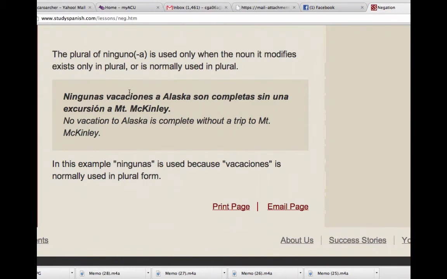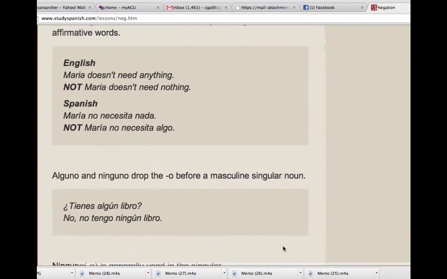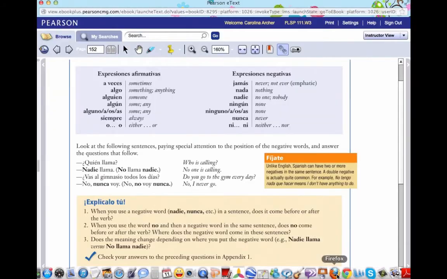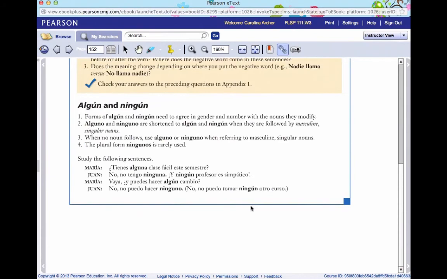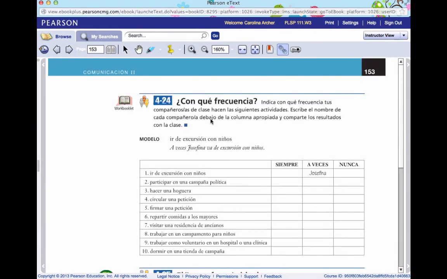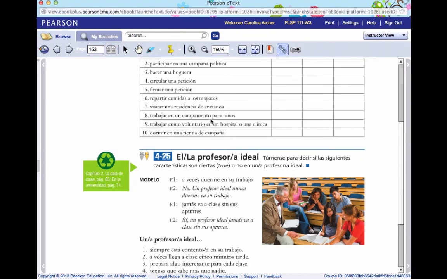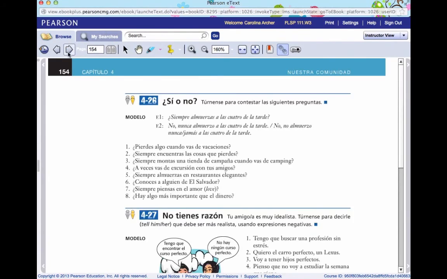So we use the plural of ninguno, ninguno, and ninguna only when the word is always used in the plural form, okay? Muy bien. So I hope that helps some to explain, because I really don't think the book explains it very well. Okay, so you're going to practice and pay attention to how you use these negative and affirmative expressions. You have several activities in my Spanish lab.